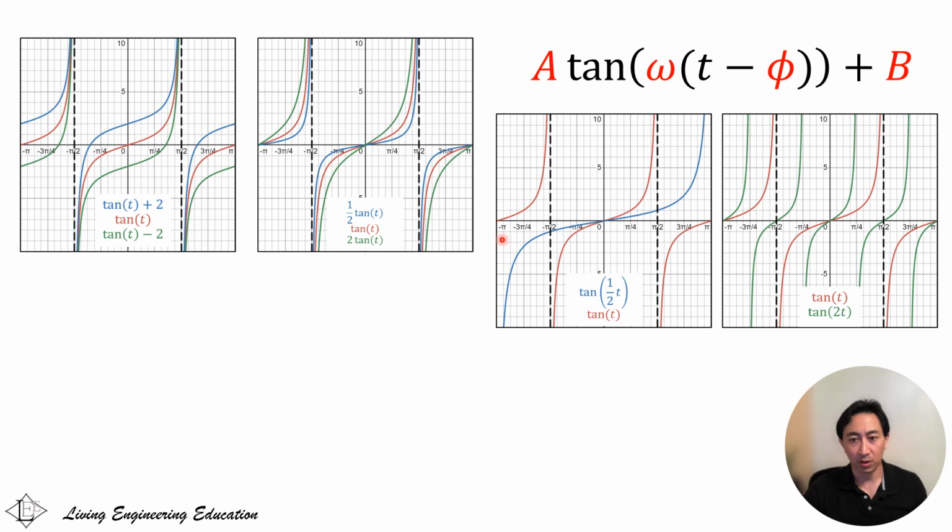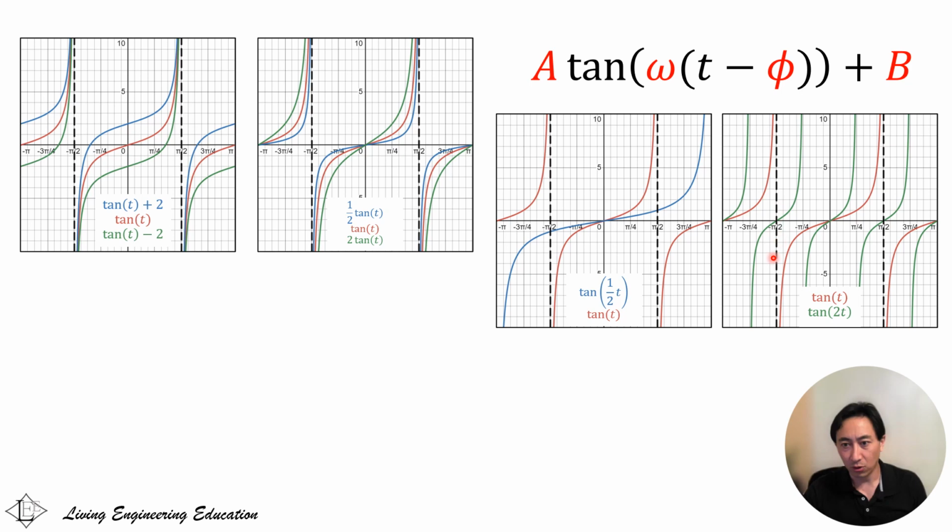So now we're going from negative pi through pi. So our period is 2 pi. In this green graph over here, we have tan 2t. So omega is equal to 2. So we cut the period in half, right? Because 2 pi over omega. So we cut it in half, at least in comparison to tan t.